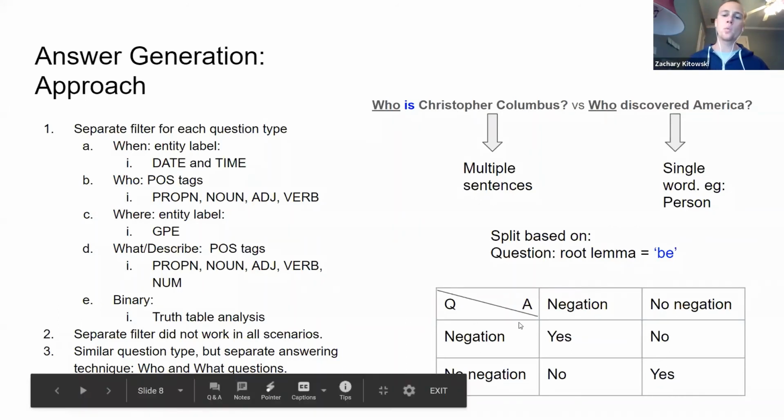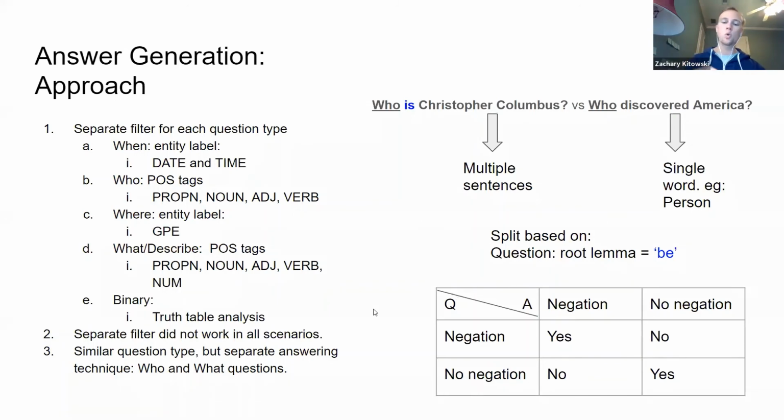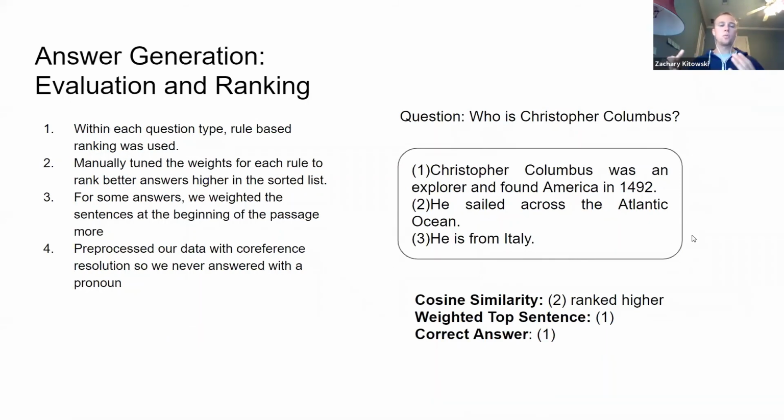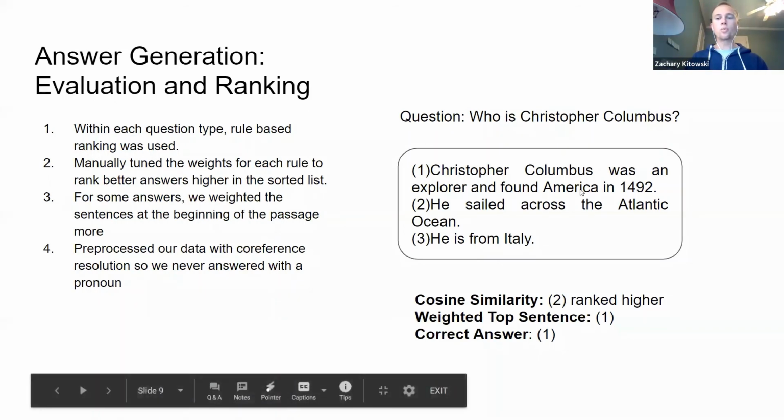And for our binary, we did a truth table analysis based on whether there was a negation word in our question or our answer. For our evaluation and ranking, within each question type, rule-based ranking was used. We basically manually tuned these weights to get better answers in our sorted list. And for some of the answers, we needed to weight the answer if the sentence came earlier in the passage.